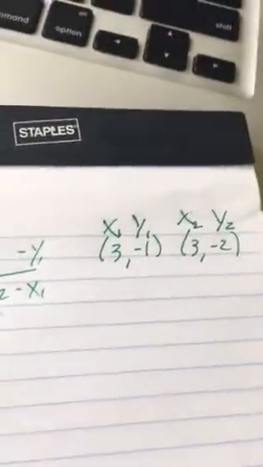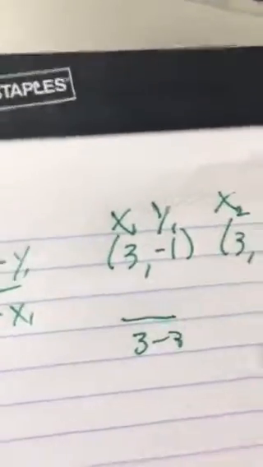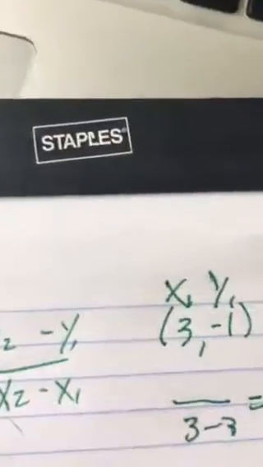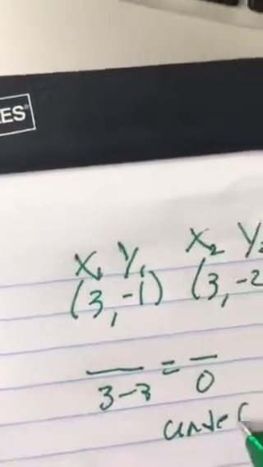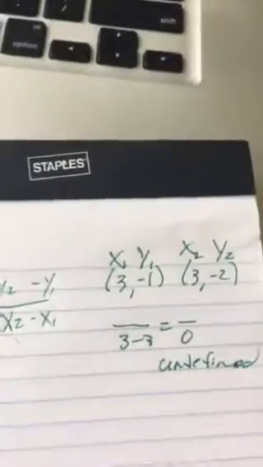Well, if you notice, we have 2 x values that are the same. So in the denominator, we would end up with 3 minus 3. That gives us a 0 in the denominator. When that happens, that is automatically undefined. Okay, if you had 0 in the numerator, in the top part, then your slope would have been 0. But since it's 0 in the denominator, then it's automatically undefined. So that's what they're doing in this problem. Slope is undefined.